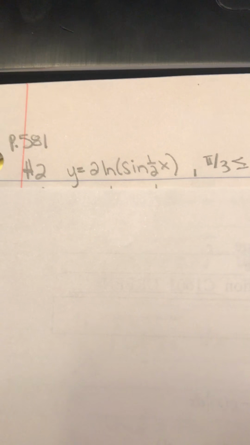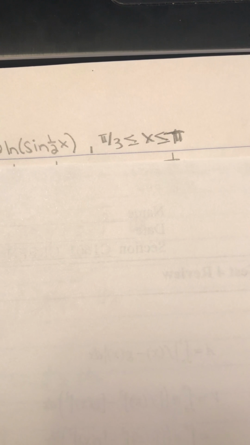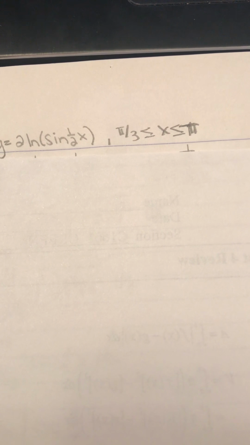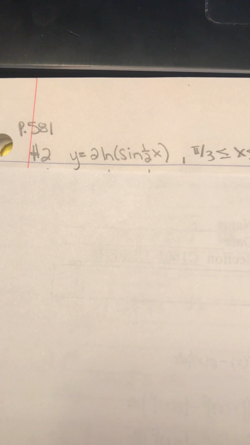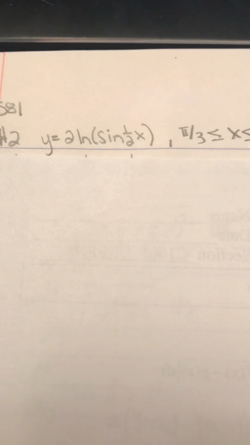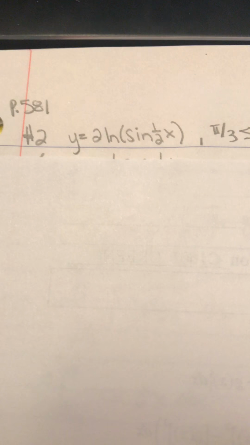Okay, so here we have the equation y equals 2 ln sine of 1/2 of x between pi over 3 and pi, or pi and pi over 3. And we're looking for the length of the curve, so we first have to find the derivative of this.